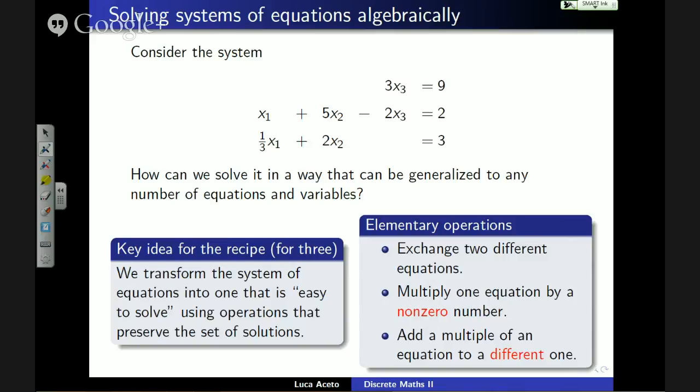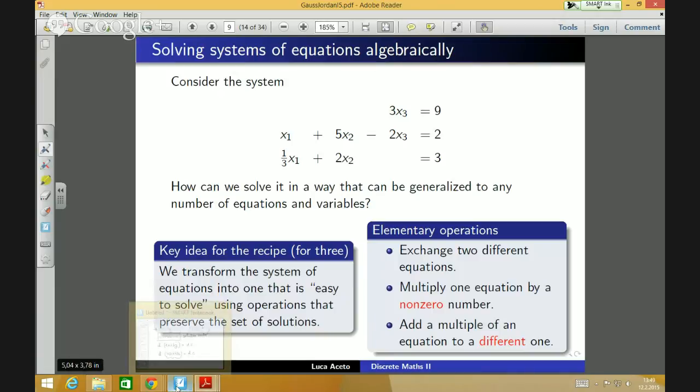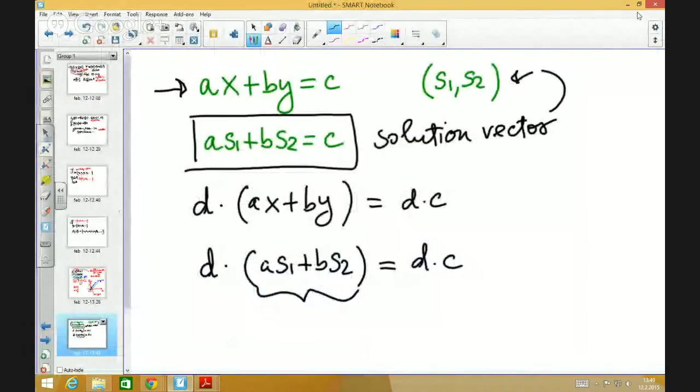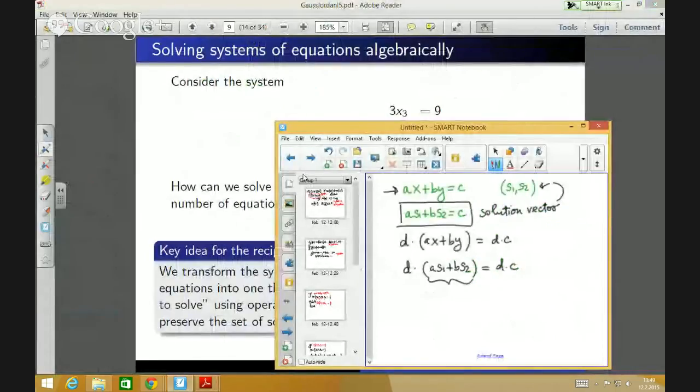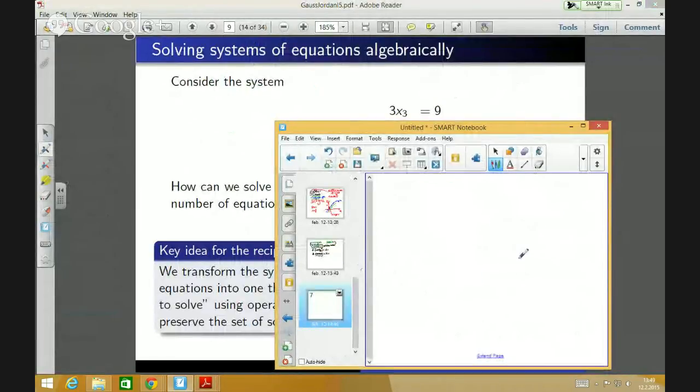Shall we do an example? Let's do it. And since we have an example on the slide, let's use it. Then next time around, we will see how to represent these operations using matrices.